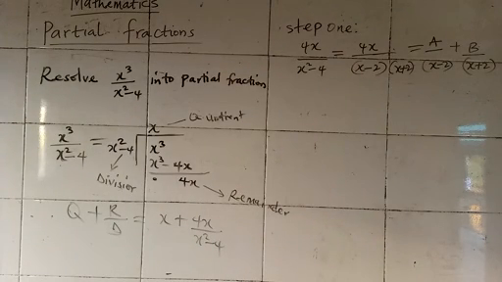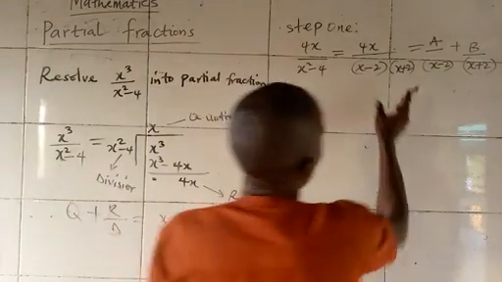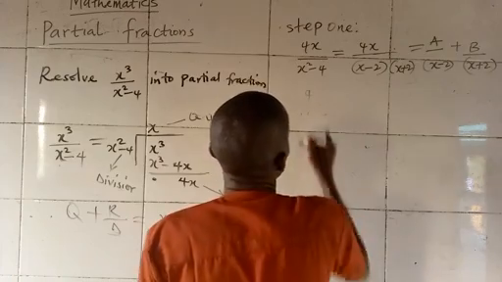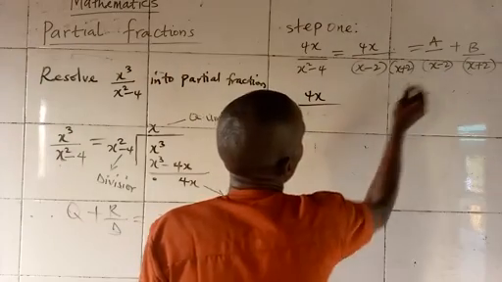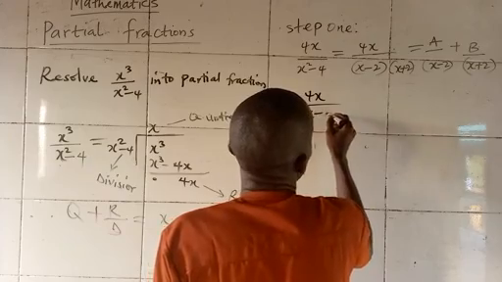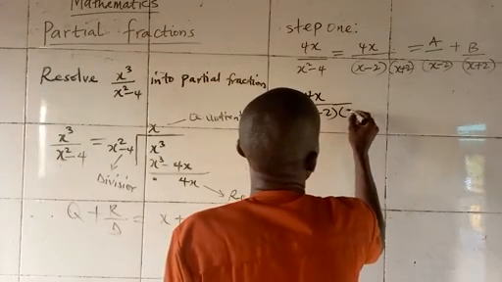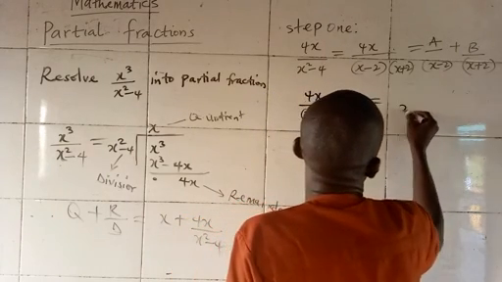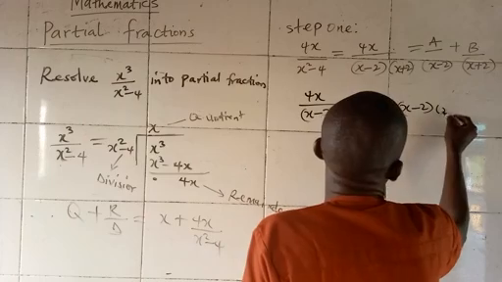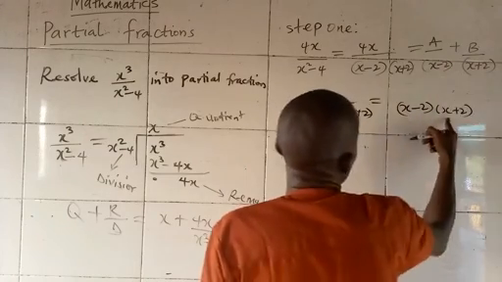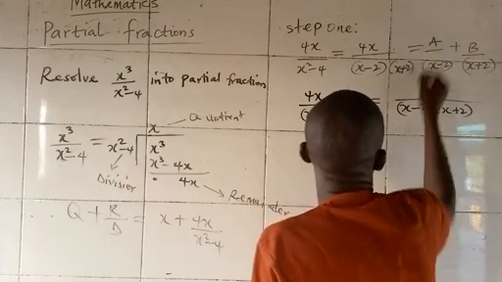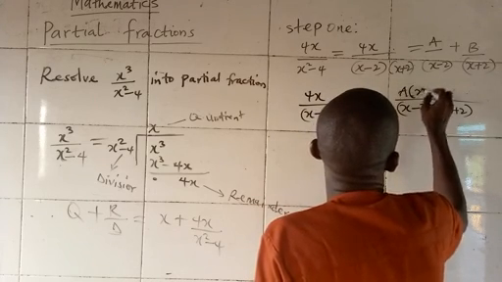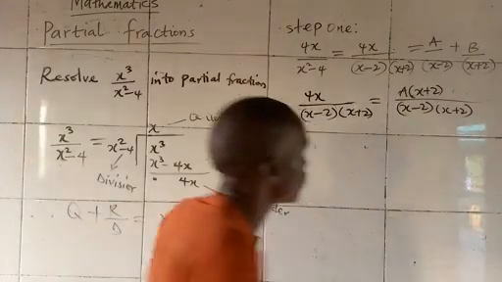Now, what is the next thing I do? I will have to take the LCM here. This becomes 4s all over s minus 2 and s plus 2, equal, now taking the LCM, s minus 2 and s plus 2. If I divide by this and multiply, it becomes A, open bracket, s plus 2.